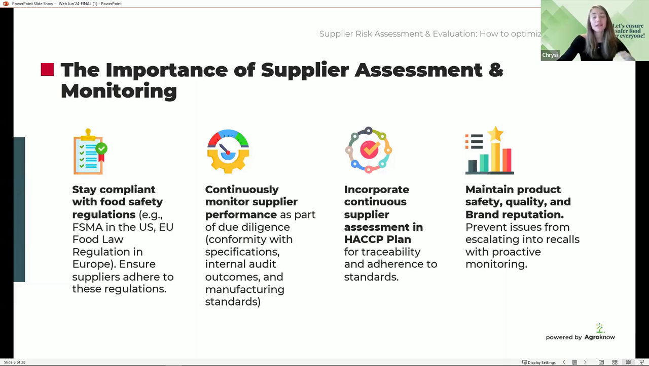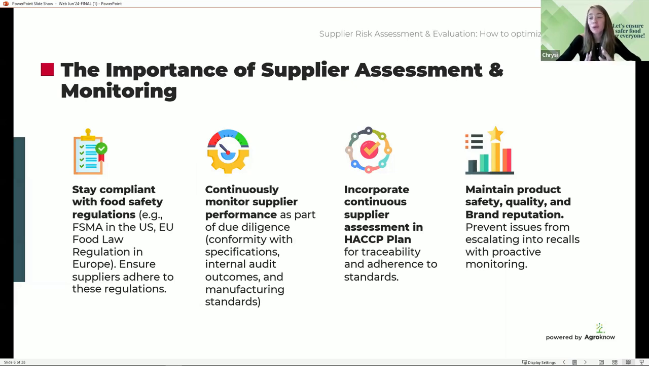We also think that continuous supplier assessment should be incorporated in any food and beverage company's HACCP plan. We all know what HACCP is. It is a systematic approach to identify, evaluate, and also control food safety hazards. And by incorporating supplier assessment into your HACCP plan, it's not just another traceability layer. It is more than that. It ensures that every step of your supply chain adheres to food quality and safety standards.